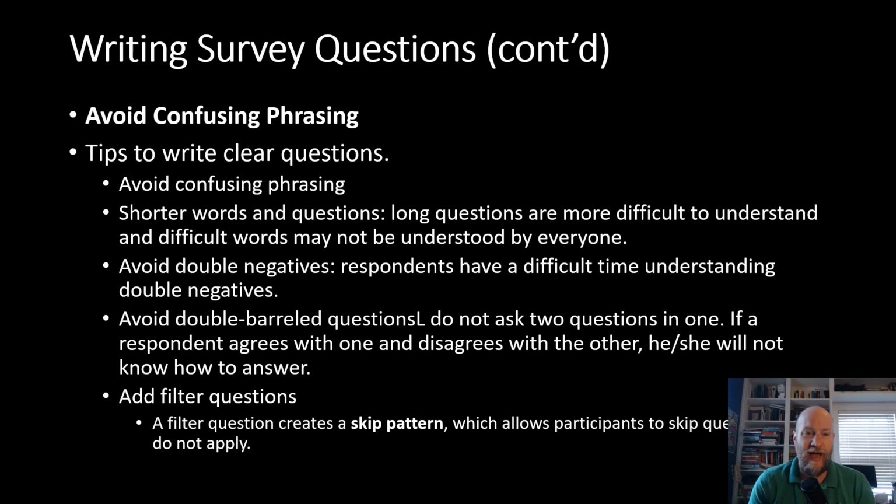You can sometimes add filter questions, which we'll talk about a little bit. A filter question is basically an idea that creates a skip pattern for someone. So if there's a whole subset of questions or a question that doesn't apply depending on how you answer a previous question, you can create what's called a skip pattern or a filter question to tell the person, if you answer yes, then go on to these contingent questions. But if you answer no, then you can skip and jump to number 16 or 25 or whatever the case may be.